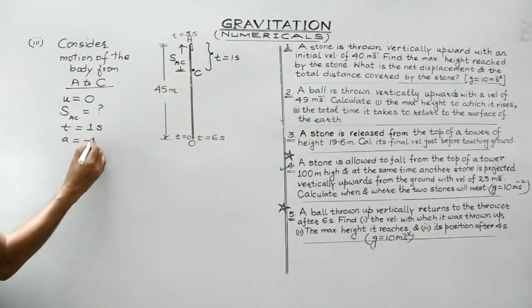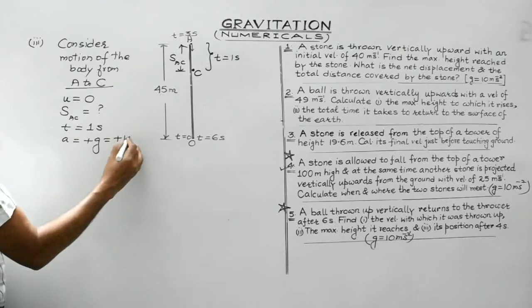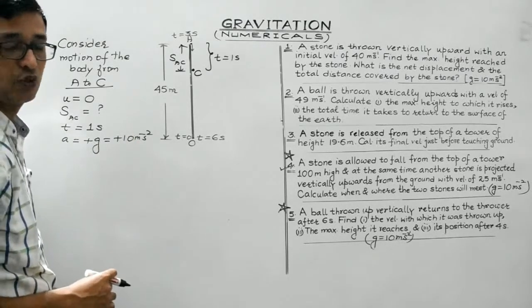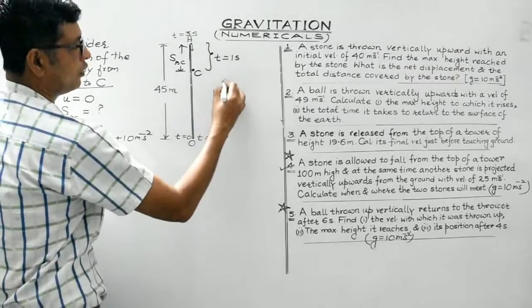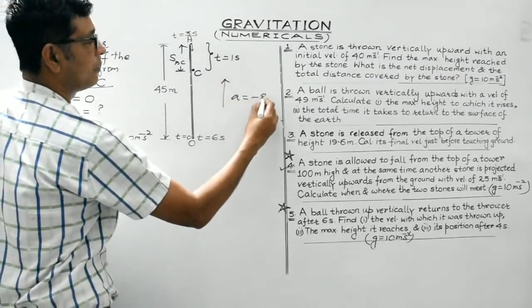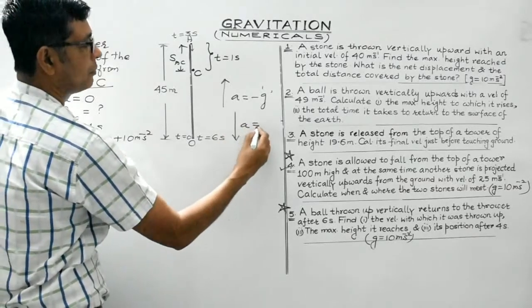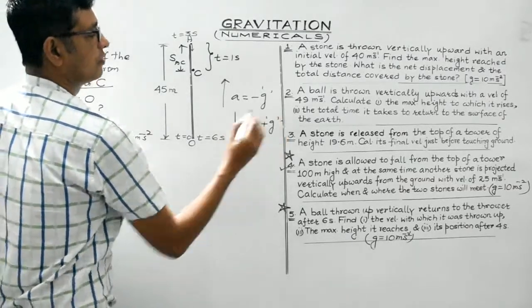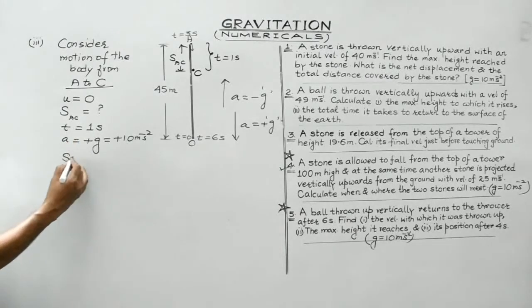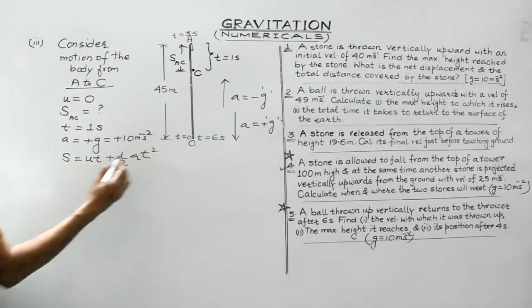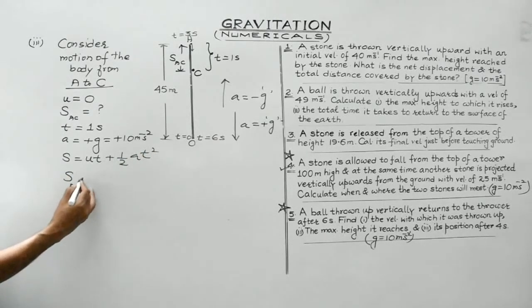And it's in the downward motion. So a will be replaced by plus g, that is plus 10 meter per second square. Clear students? In case of upward motion, a is replaced by minus g. In case of downward motion, a is replaced by plus g. So let's make use of the second equation of motion. S equals ut plus half at square. So S_AC is to be calculated.